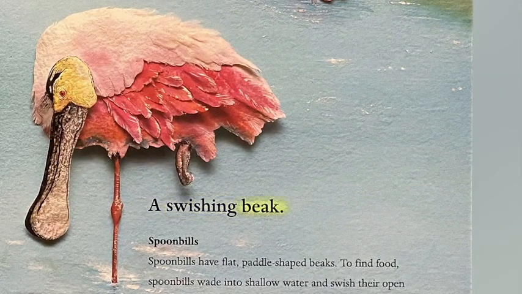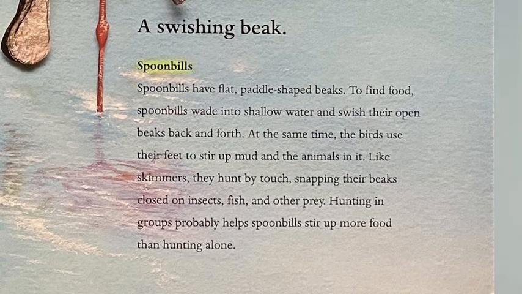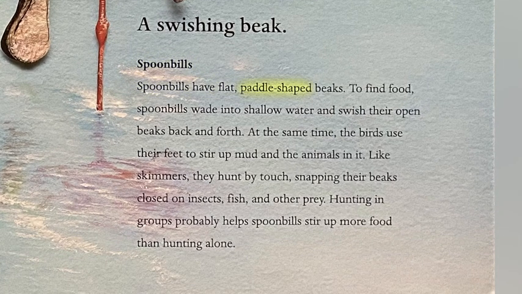A swishing beak. Spoonbills. Spoonbills have flat, paddle-shaped beaks. To find food, spoonbills wade into shallow water and swish their open beaks back and forth. At the same time, the birds use their feet to stir up mud and the animals in it. Like skimmers, they hunt by touch, snapping their beaks closed on insects, fish, and other prey. Hunting in groups probably helps spoonbills stir up more food than hunting alone.